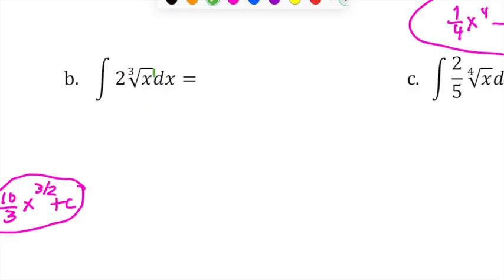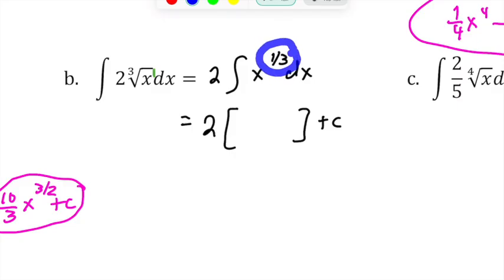So my exponent is a 1 and a 3. So this can be rewritten as 2 times the integral. Again, I just move my 2 outside. x to the 1/3 dx. And so I'm going to add 1 to 1/3, which gives me 4/3, and then divide by that same 4/3.